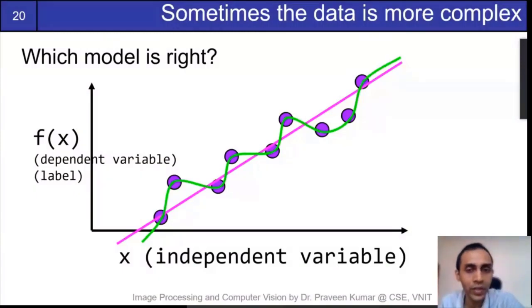So now you have a problem. You have a choice whether to go for a simpler model, a simpler function, or go for a more complex function which tries to explain each and every point. Because as I said, data may be noise, or it may not be noise. It may be an actual point which we don't know, which can be due to some things.